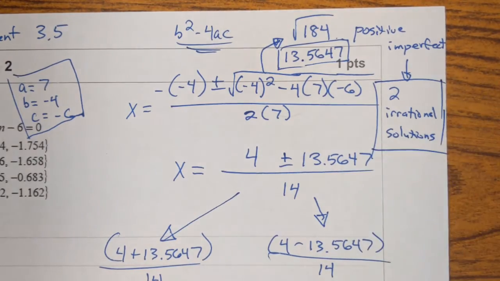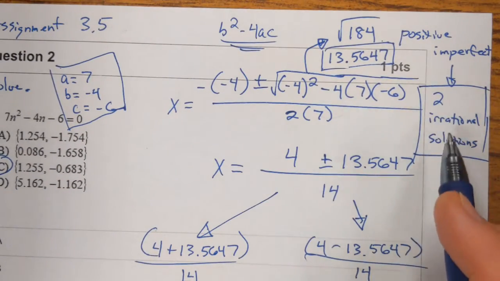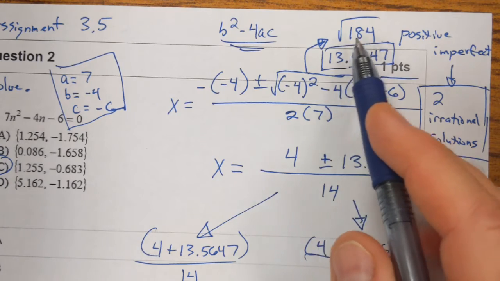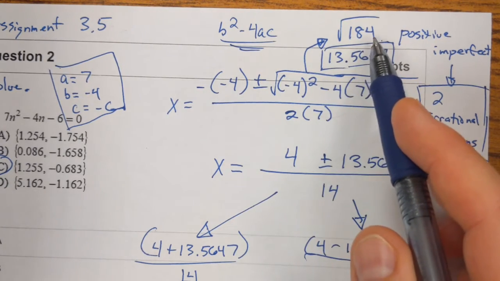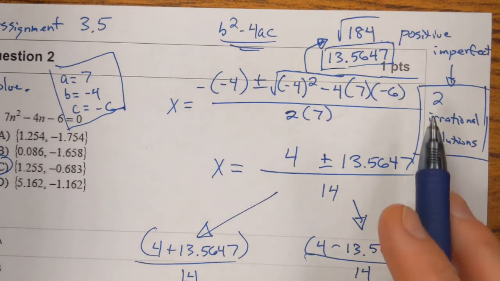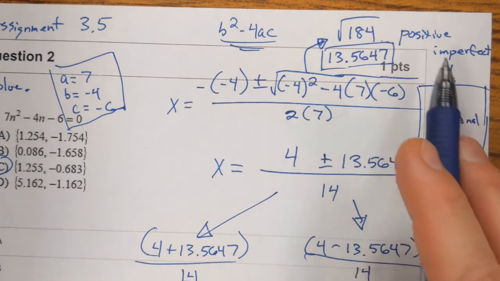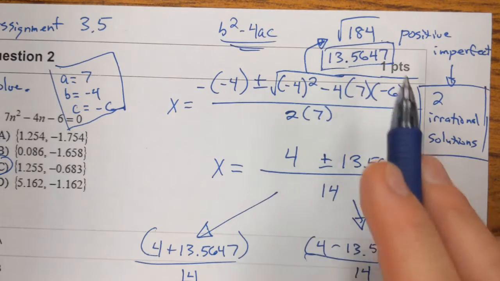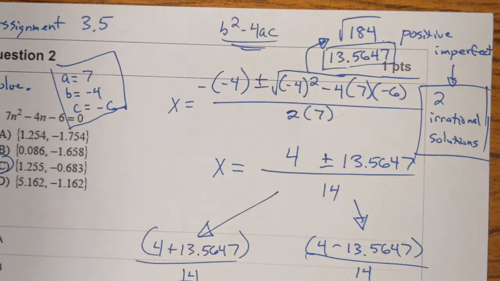See, and compare that to what happened in our last lesson. If this was a positive perfect number, if this number would have been a perfect square, then my numbers would have come out perfectly to be rational. But in this case, they're imperfect, a positive imperfect number in the discriminant. They're both irrational. All right, let's try one more.